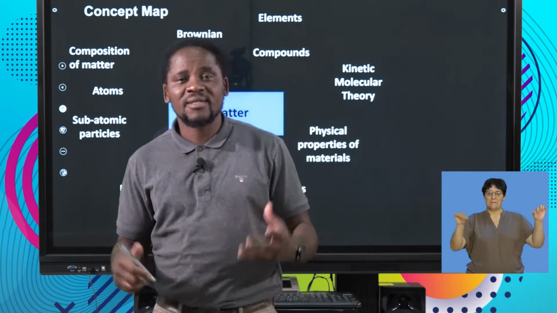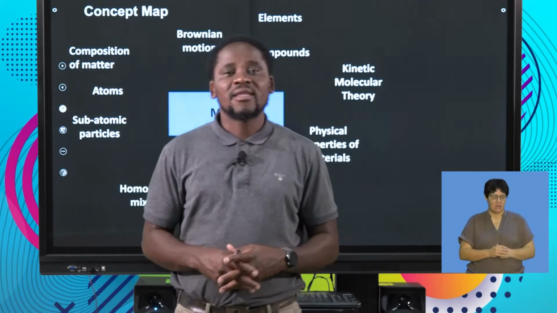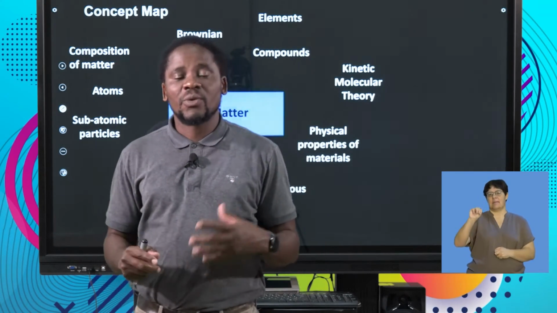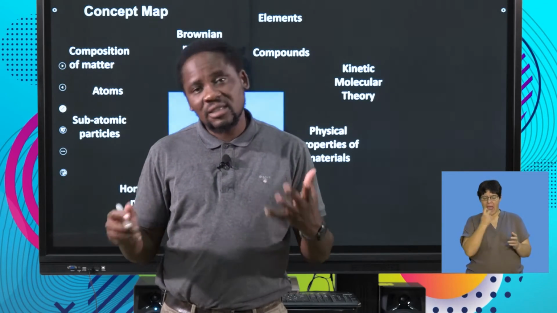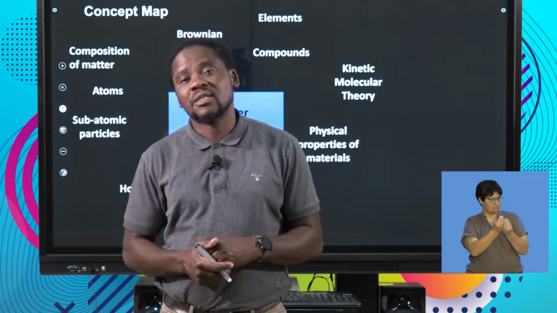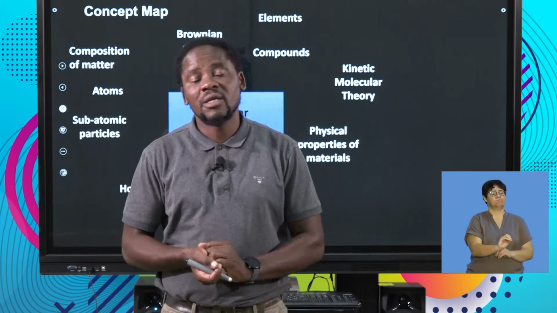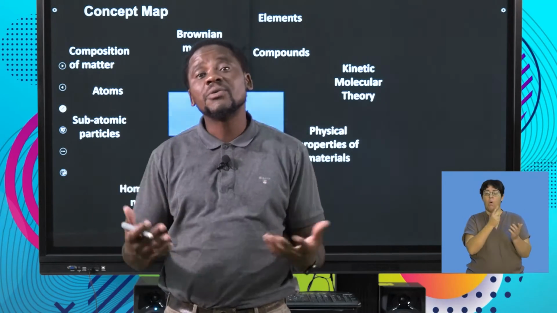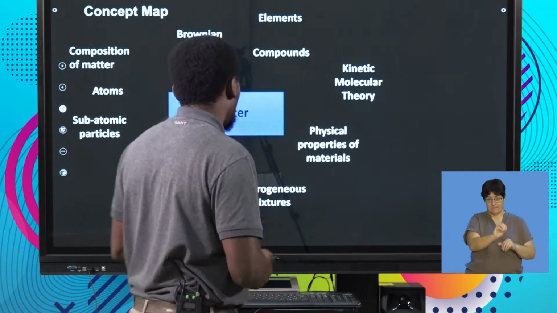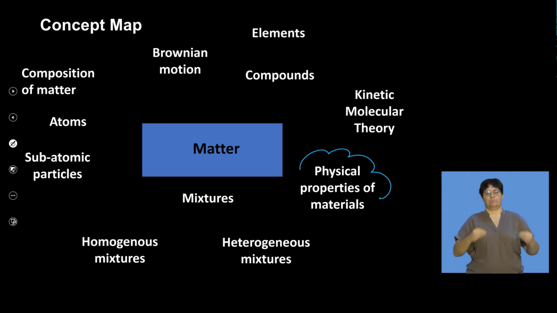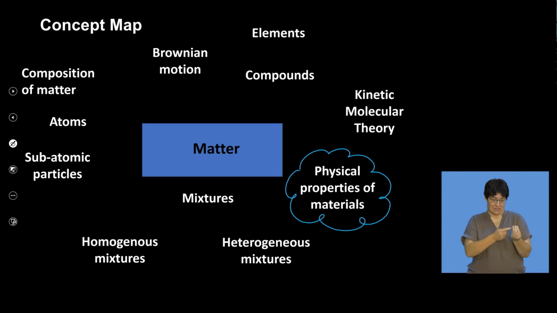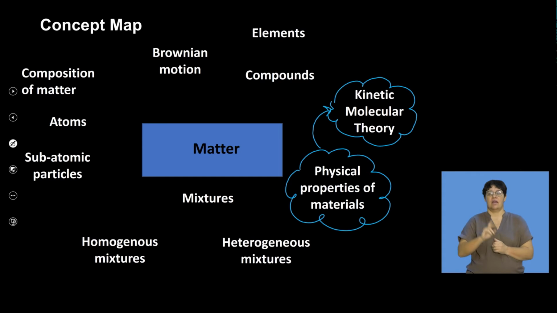Welcome back to our second segment. We're still exploring the kinetic molecular theory. So we want to look at some of the evidence that suggests that indeed matter consists of particles, and that these particles are in a continuous state of motion. This has to do with the physical properties of materials, but we want to explain them with respect to the kinetic molecular theory of matter.